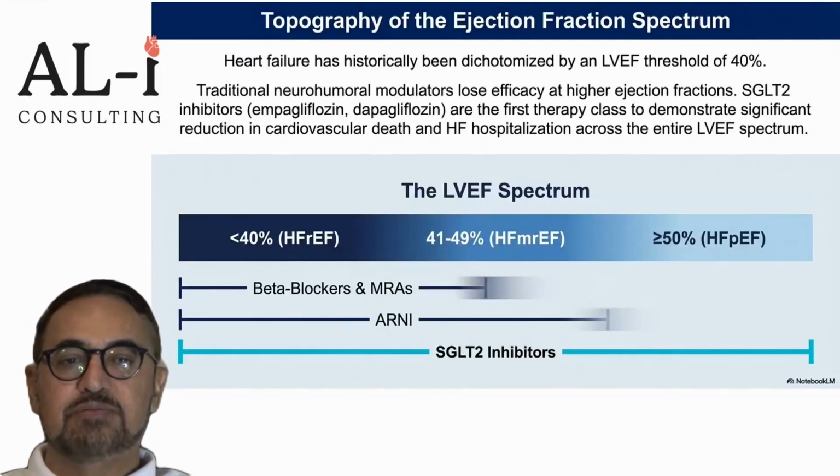Historically, heart failure treatment was divided rather rigidly by ejection fraction, with a 40% cutoff serving as a major therapeutic boundary. That model is still useful, but it is increasingly incomplete. Here we emphasize that the left ventricular ejection fraction spectrum is not binary. We have heart failure with reduced ejection fraction below 40%, mildly reduced ejection fraction in the 41 to 49% range, and HFpEF at 50% and above. Traditional neurohormonal therapies such as beta blockers, mineralocorticoid receptor antagonists, and ARNI show the strongest signal in reduced ejection fraction and then attenuate as EF rises.